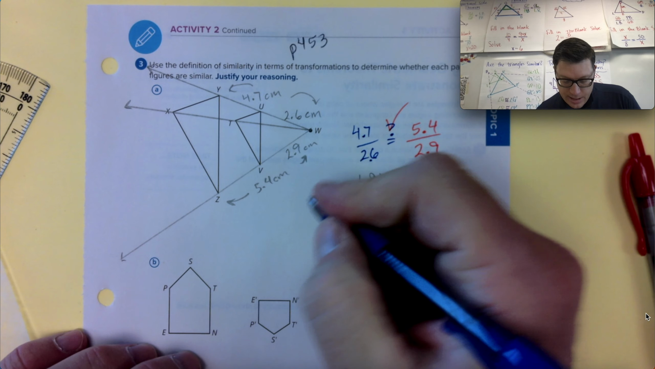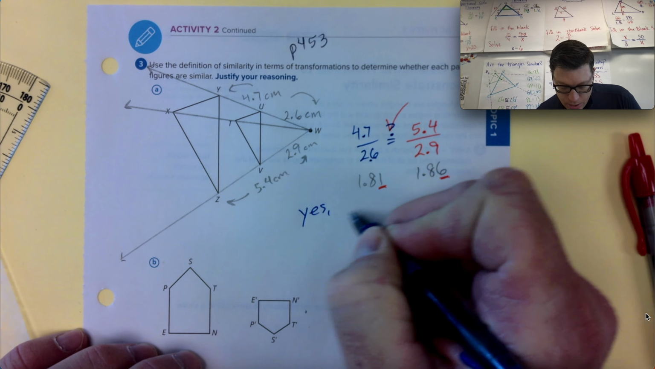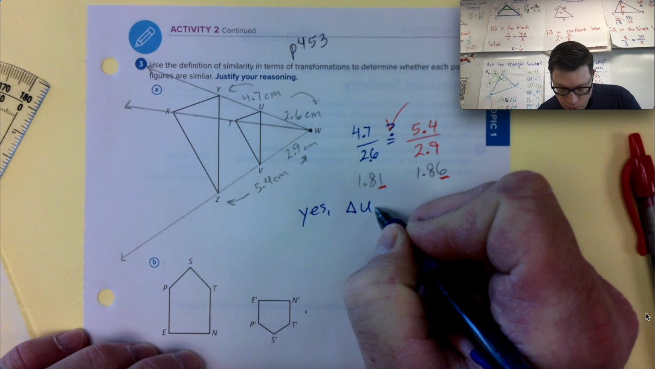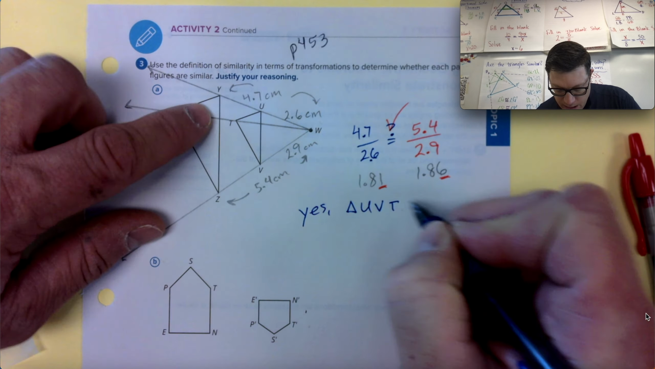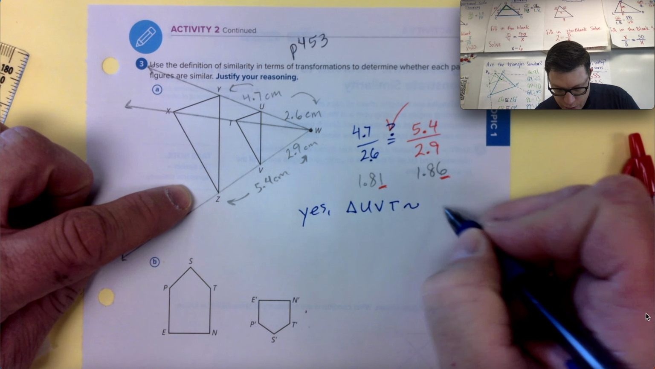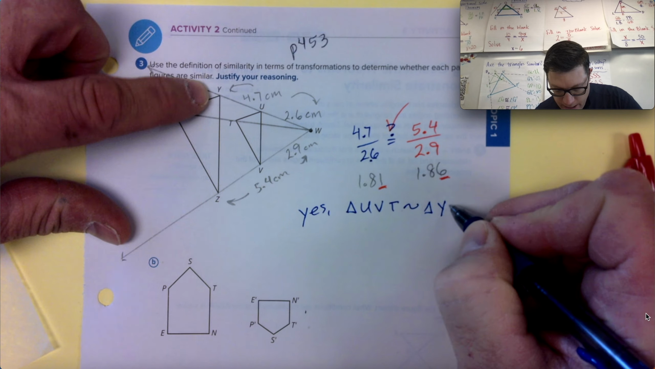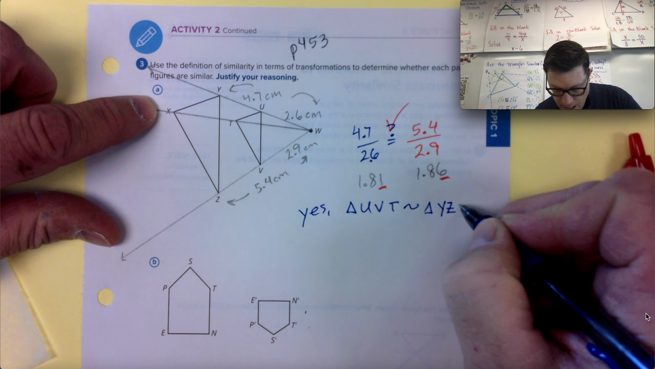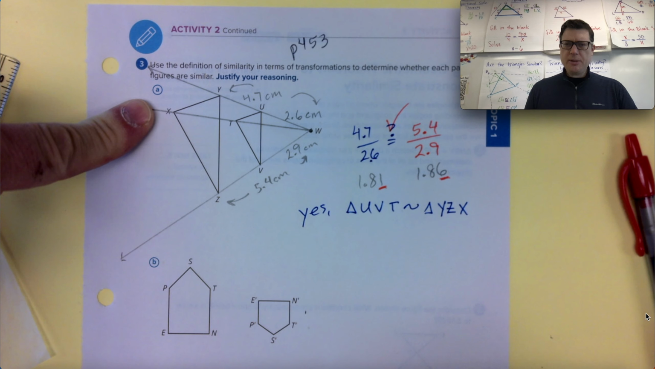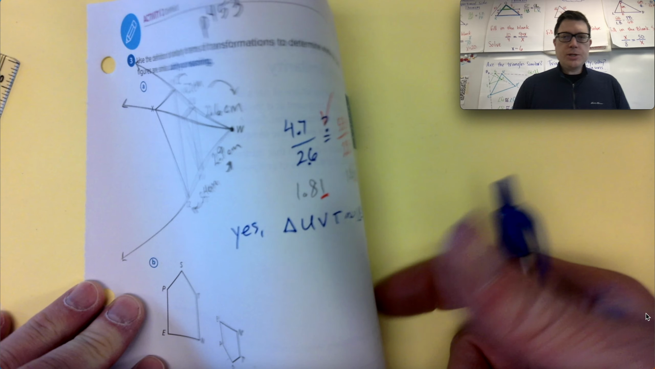So I'm going to write it. Sentence time. Yes. Triangle UVT is similar to triangle YZX. There's probably some alphabetical rules I'm breaking there. Let's go to part B.